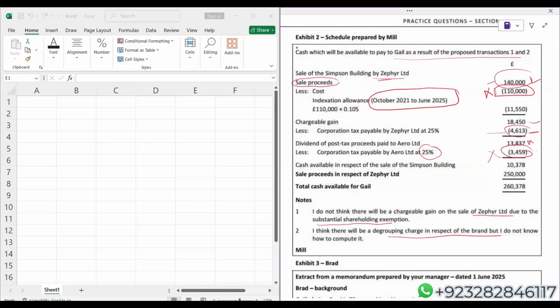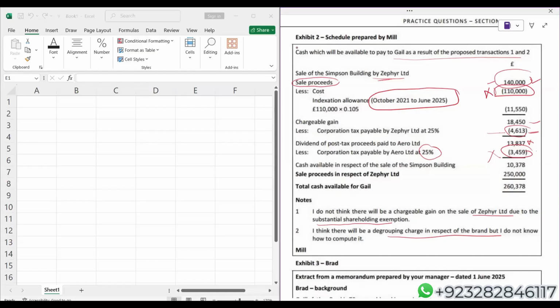Now they're asking something else also. I think there will be a degrouping charge in respect of the brand, but I do not know how to compute. Now let's talk about the degrouping charge. Actually, your degrouping charge arises when one member of a 75% capital gain group sold the asset to another member and that member leaves the group within 6 years of the sale of that asset, and still holds that asset, then degrouping charge will arise. But due to SSE, degrouping charge will not arise.